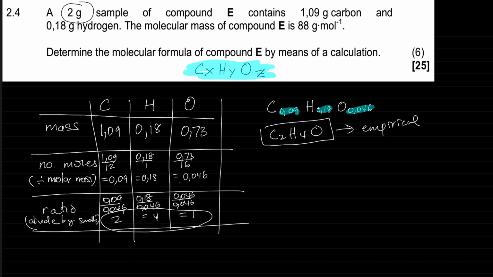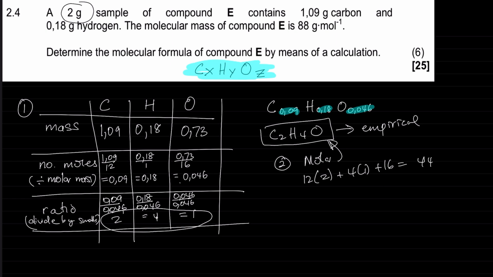Now what we've got right here is called the empirical formula. Now the empirical formula is the simplest whole number ratio of elements in the compound. Now if we work out the molar mass of this, so we could say that that's step 1. Step number 2 is work out the molar mass. So what is the molar mass of this? So it's going to be 12 times 2 plus 4 times 1 plus 16. And that gives us 44.